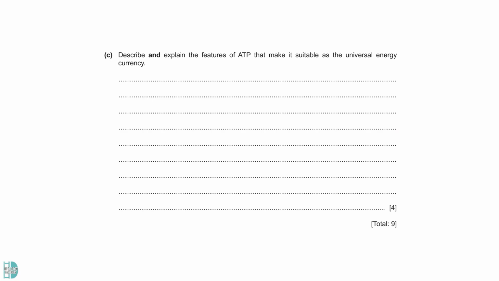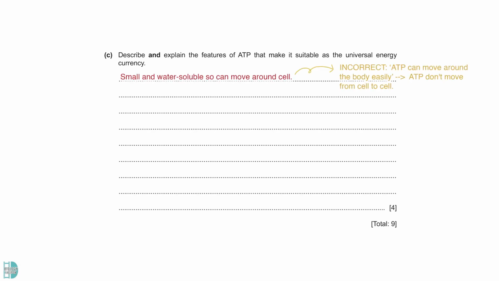C. Describe and explain the features of ATP that make it suitable as the universal energy currency. Due to its structure, ATP is small and water-soluble. It can move around the cell easily from where it is produced to where it is used. Do not say that ATP can move around the body easily, as ATP does not usually move from cell to cell. When ATP loses a phosphate group, energy is released.